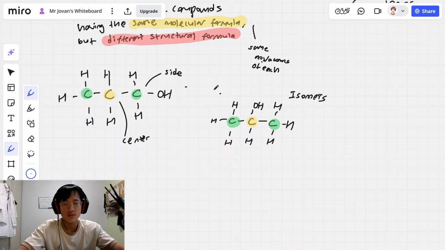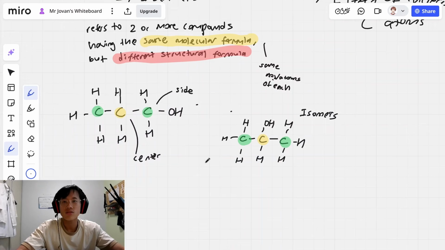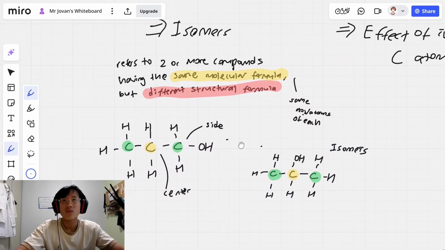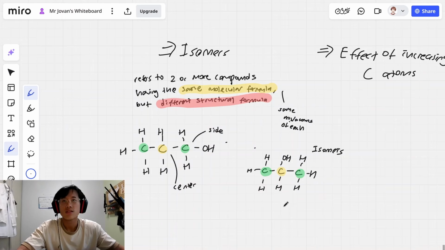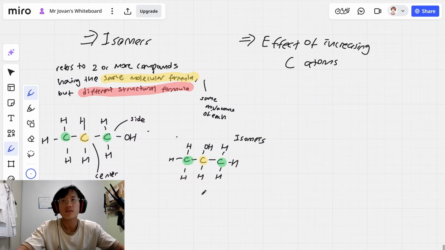Okay, because what's the definition of isomers again? Let's take a look. Two or more compounds with the same molecular formula. So yes, they are isomers. Now I'm going to draw another one and you tell me whether it's an isomer of the first one. Okay, let me put a number. 1, 2. Okay, let's try drawing 3 down here.